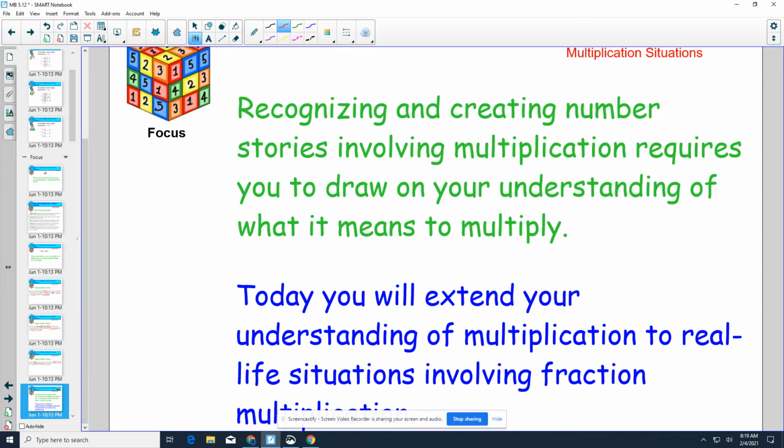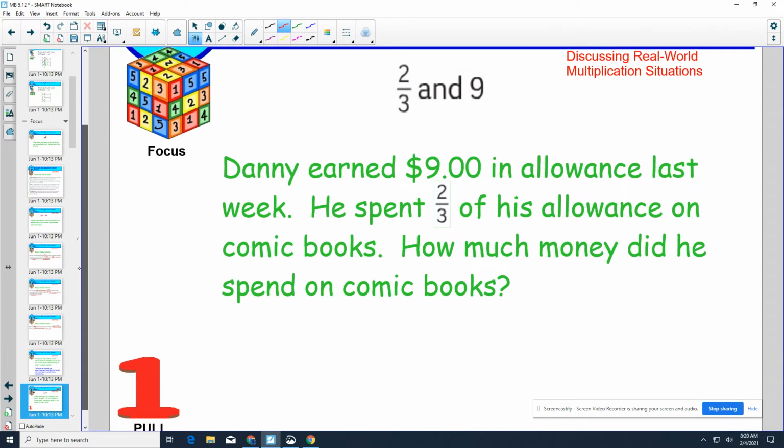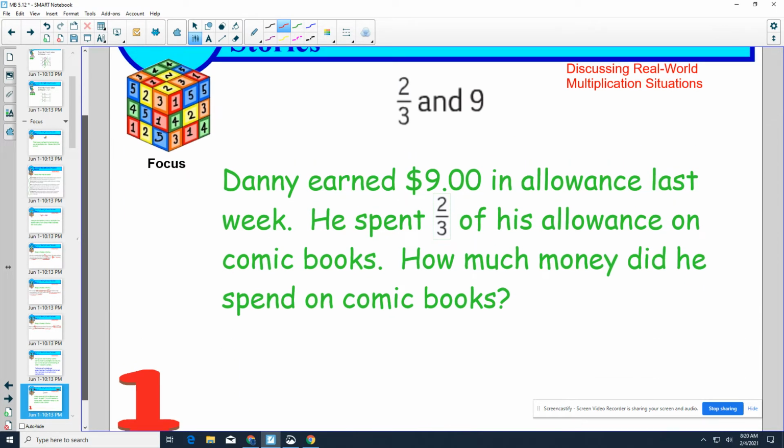Now, recognizing and creating number stories involving multiplication requires you to draw on your understanding of what it means to multiply. So you're thinking about your prior knowledge there. So today, you will extend your understanding of multiplication to real-life situations involving fraction multiplication. So we see 2/3 and 9 here, the numbers provided. So let's look at the example.